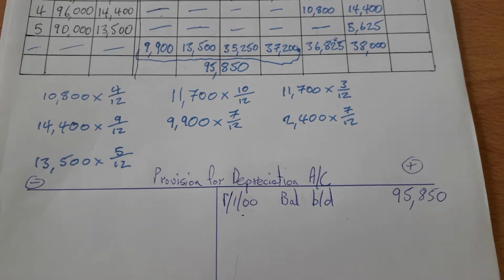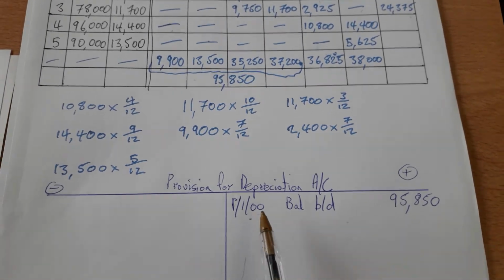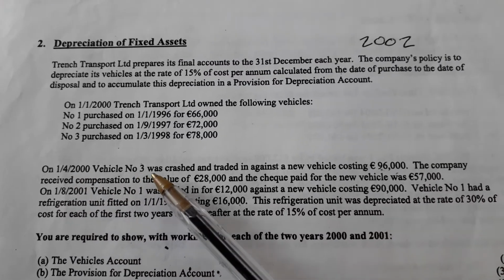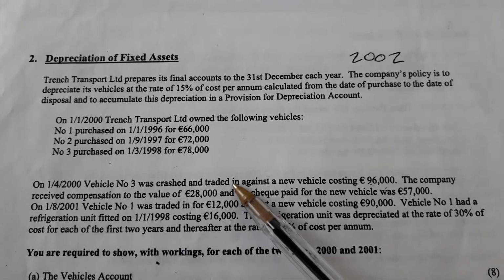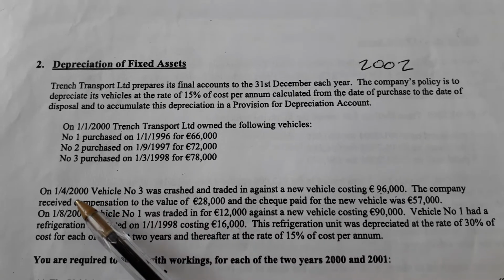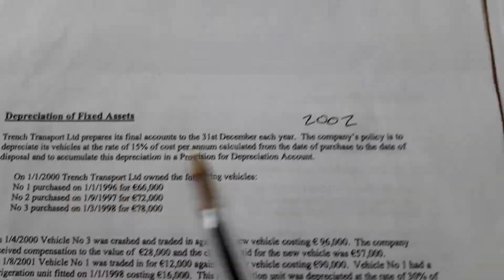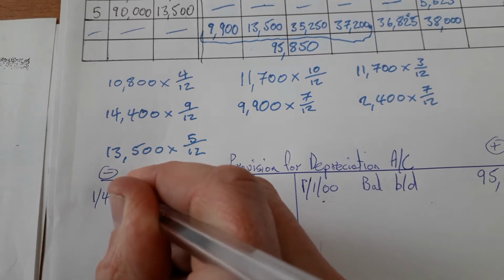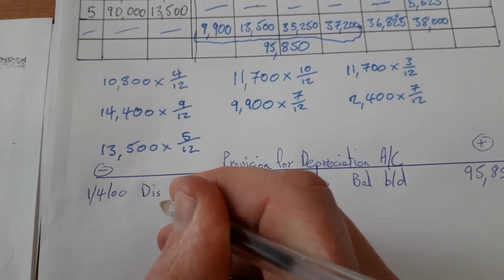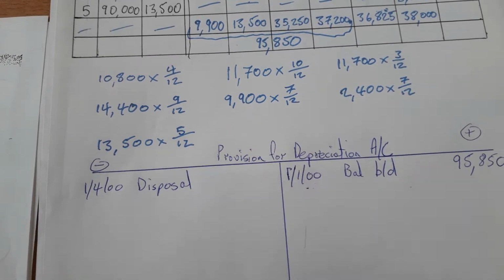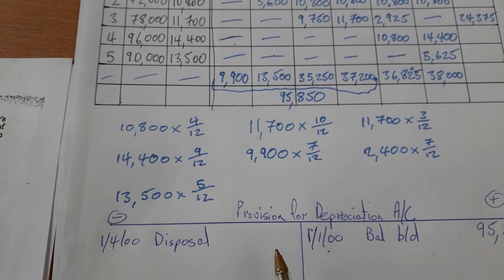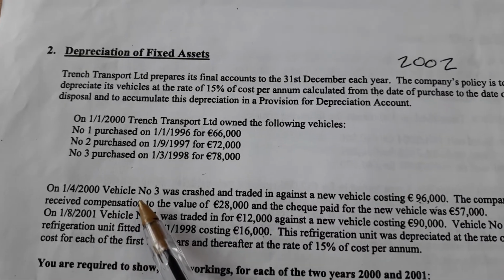Okay, so if we look at what happened in the year 2000, we had on the 1st of the 4th, 2000, vehicle number 3 was crashed, disposed of and traded in. So we got rid of vehicle number 3. So we are going to have a disposal on the 1st of the 4th, 2000. So on this side for disposals, 1st of the 4th, 00, disposal. And we want to take out any depreciation that we'd already put into our accounts that had to do with that vehicle that we disposed of. And that vehicle is vehicle number 3.